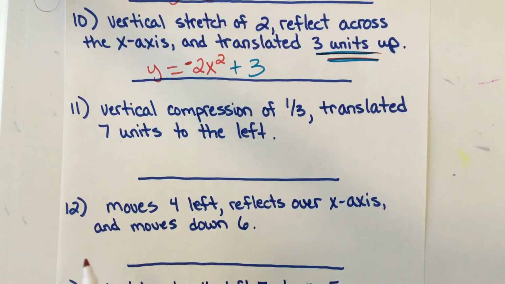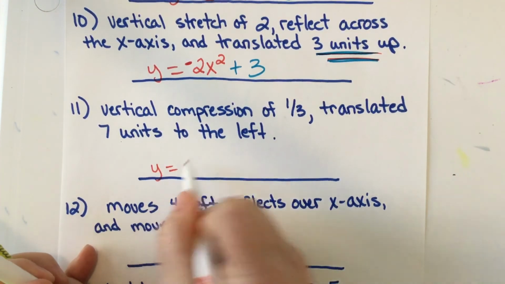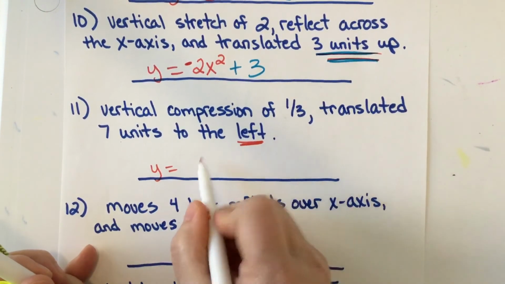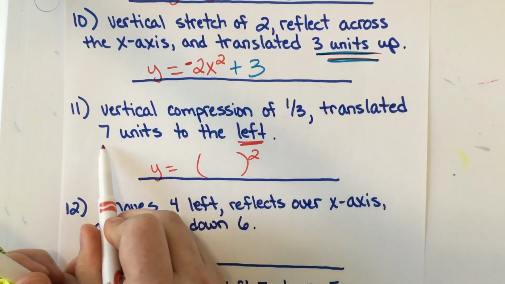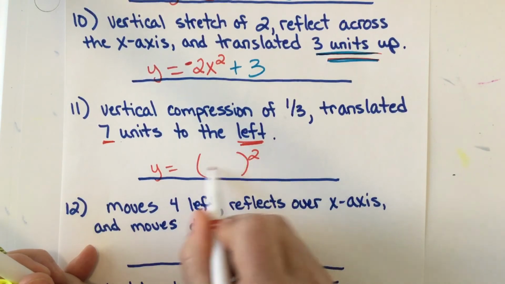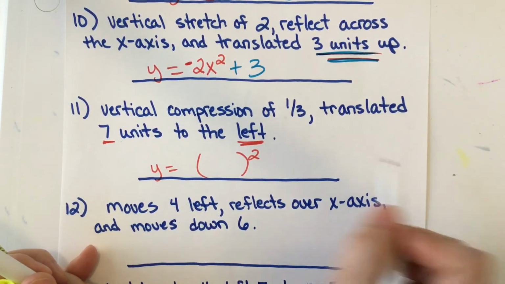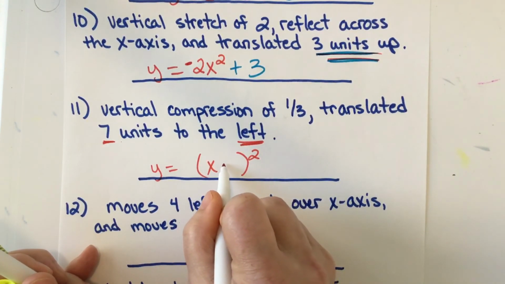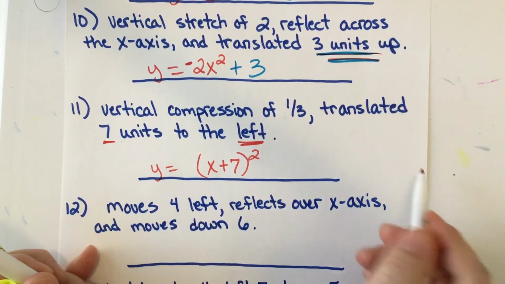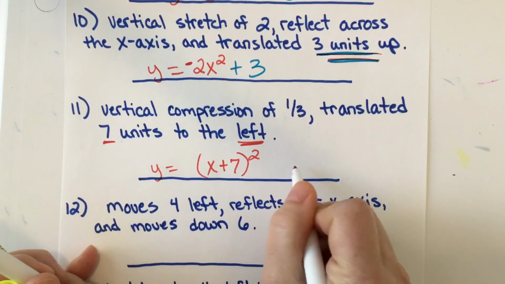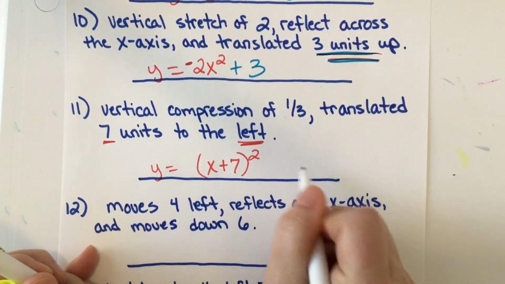All right, this next one, we want it to have a vertical compression of 1/3, translated 7 units to the left. Okay, so anytime the graph goes left or right, I know I need parentheses in there with the squared on the outside. So if you want it to go 7 to the left, do you know what you're going to have inside? X plus 7. That's going to make it go 7 left. Now, there won't be anything in the back because this is not going up or down.